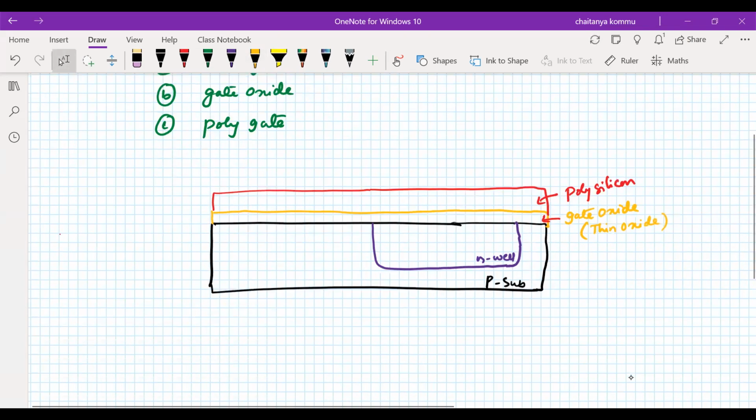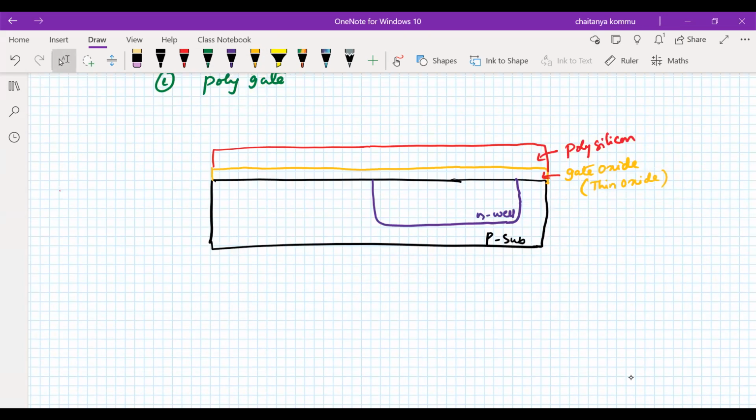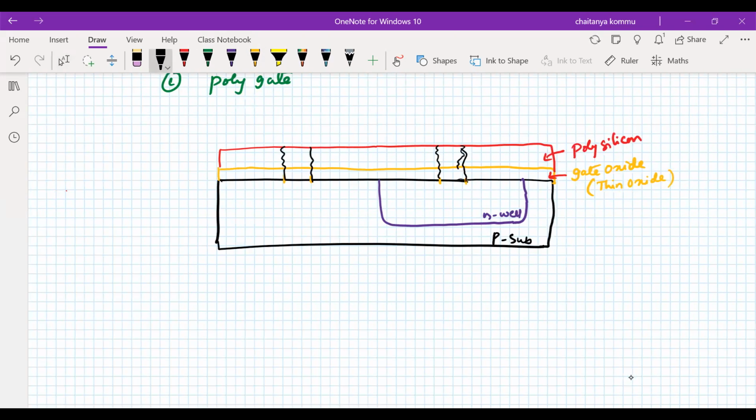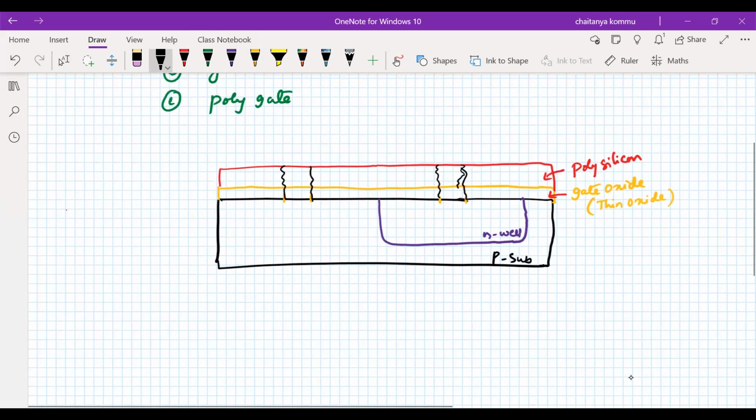Now, whenever we realize the transistor, only the transistor gate at the middle point is required. Only the portion from here to here, the gate oxide and polysilicon, is required. Other portions are not required. Therefore, I can remove those portions by using the etching process, removing the unwanted polysilicon.